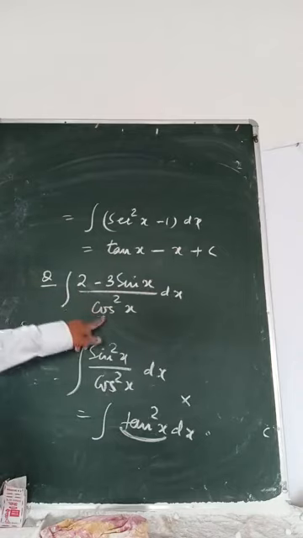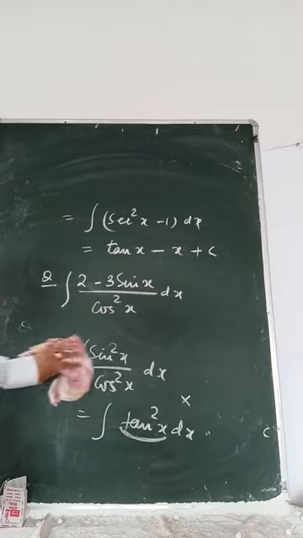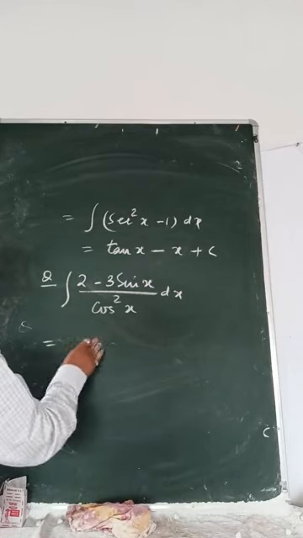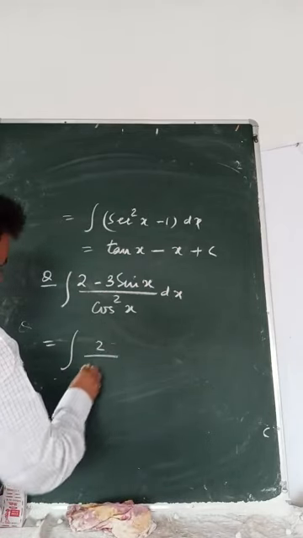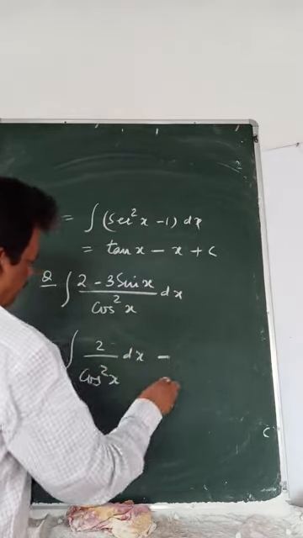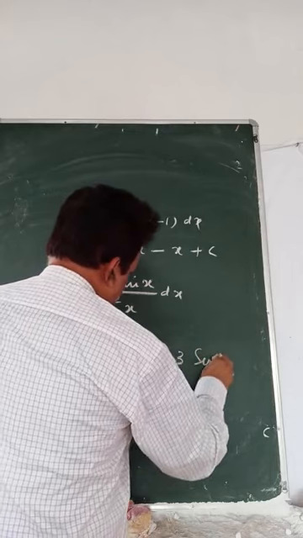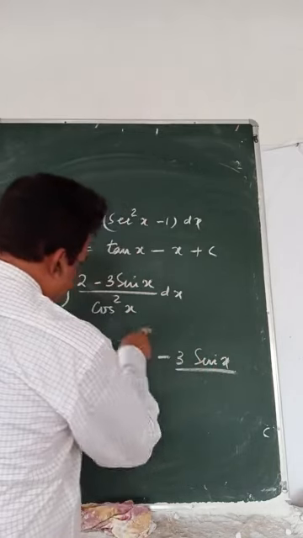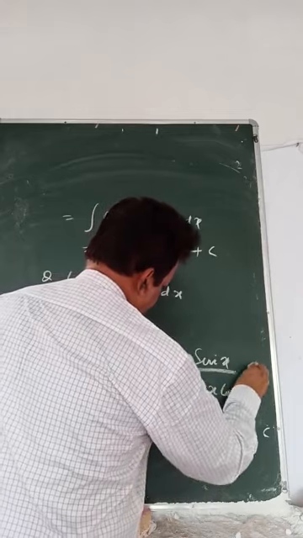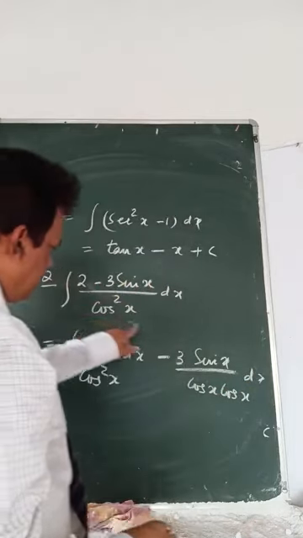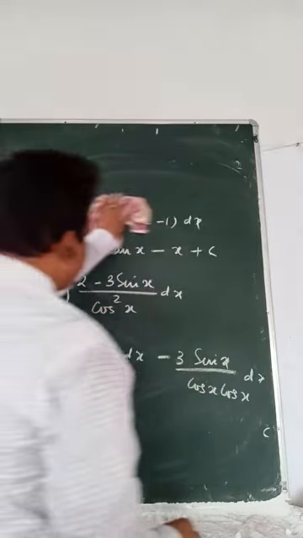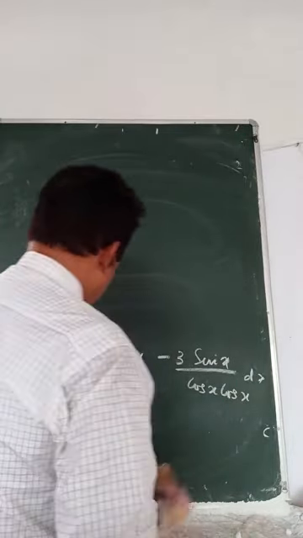What will you do here? Individually you have to divide. So if you divide, what will you get? 2 by cos square x minus 3 sin x by cos square x. Let's write cos square x as cos x cos x. So when doing individual division, I can write cos x here. Now I will get a formula. So what formula are we going to get here?